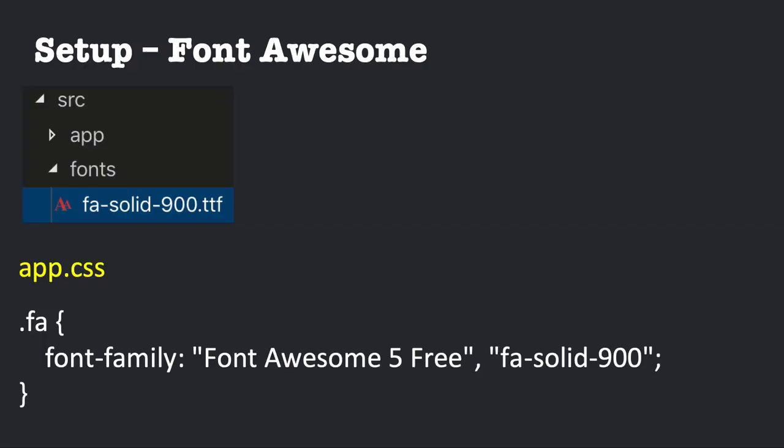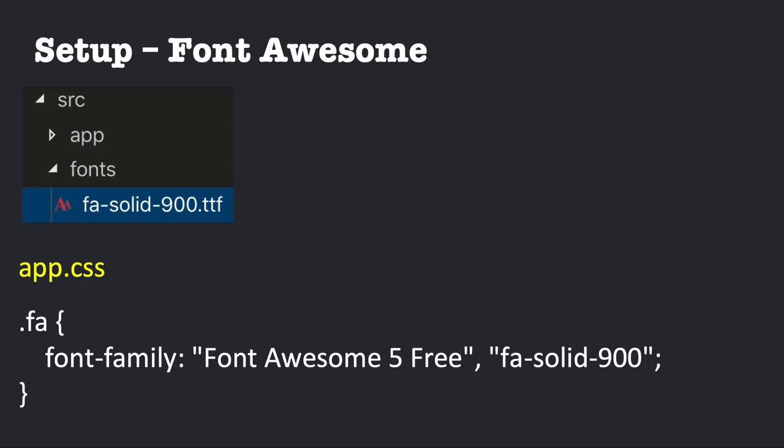And then in your project, you have to add the fonts folder, drop the .ttf file, and then in your style sheet, like app.css, you just have to create a class. So I call this one .fa, and then set the font family where you're pointing to which of the fonts that you want to use from the fonts folder. And that's pretty much it.